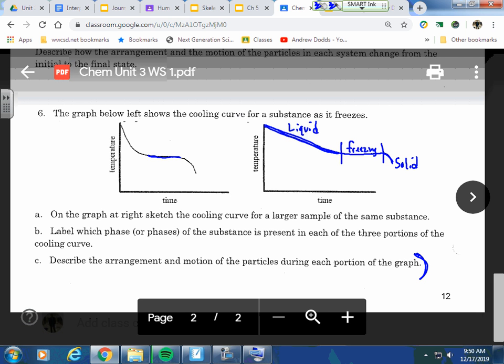Some people missed this last one. I don't know if you ran out of time or didn't understand it, but it's the arrangement and motion of particles, same thing. Here we have the liquid where the particles are a little spread out and moving a little faster. But as I go to the right, they're slowing down and coming a little closer together, slowing down, coming closer together, freezing, turning into solid. Those particles are getting really close together and aligned, kind of organized, and then we've got our solid. Now the particles are held in place, just vibrating back and forth quickly. But as we go farther down, slower, slower, slower.